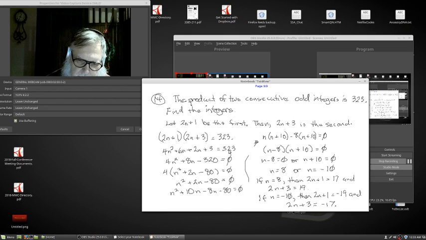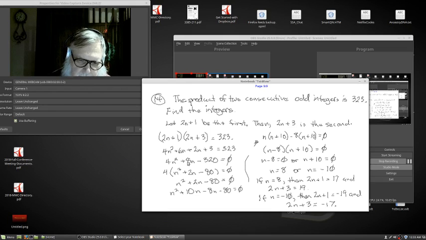And then we subtract 323 from both sides. Positive 3 and negative 323 is going to be negative 320. We picked that negative 323 so that this would zero out. Okay, so we have 4n squared plus 8n minus 320 is equal to 0.